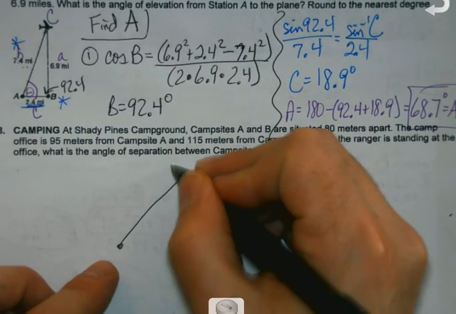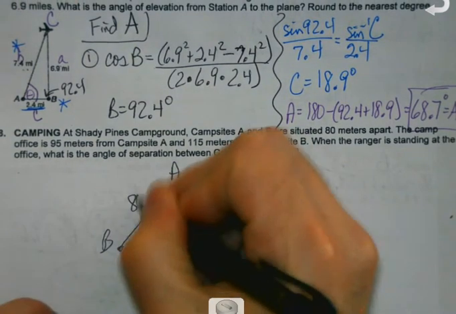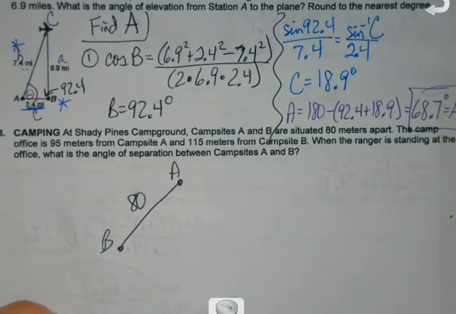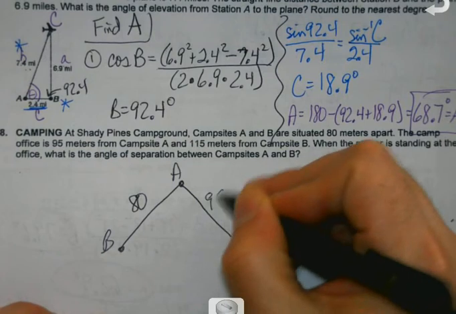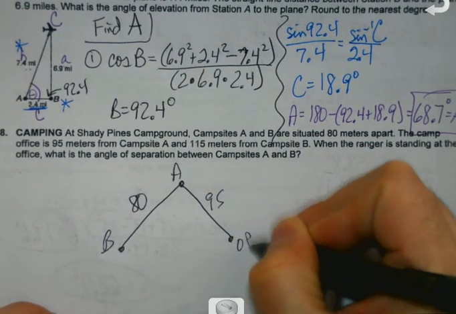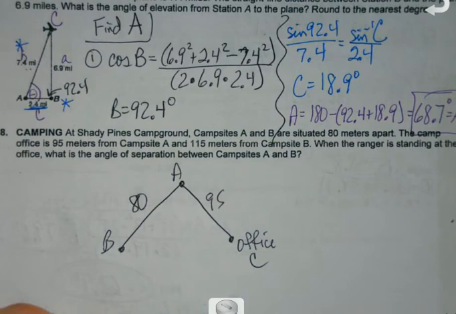I don't even know which way to go, so I don't know. It doesn't matter. A and B are 80 meters apart. The camp office is 95 meters from campsite A. Okay. This is the office, but I'm still going to call it C. And 115 meters from campsite B.